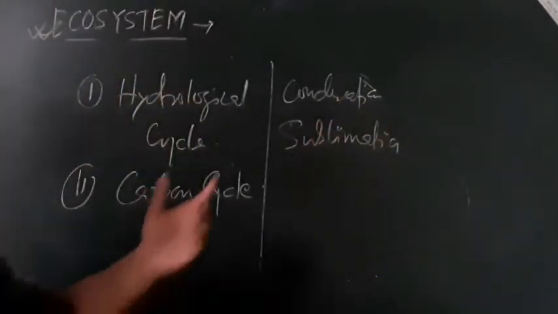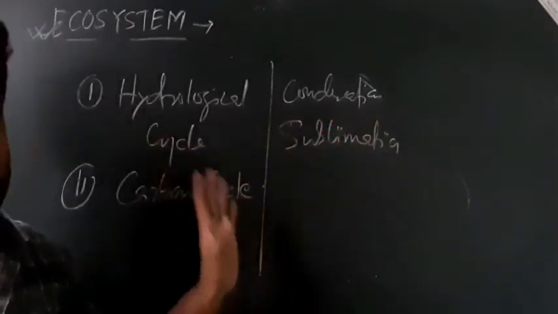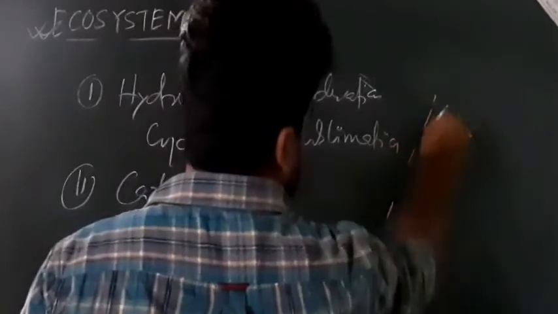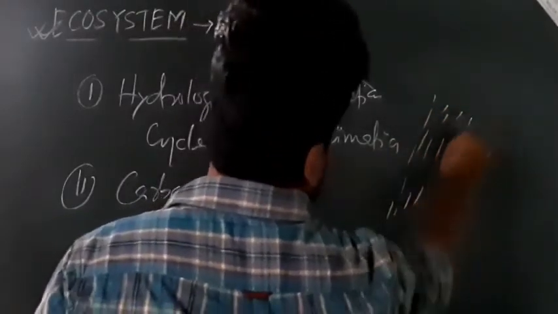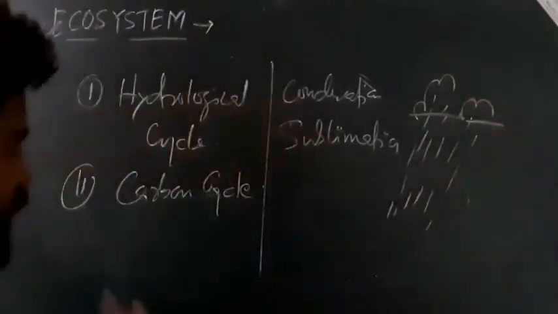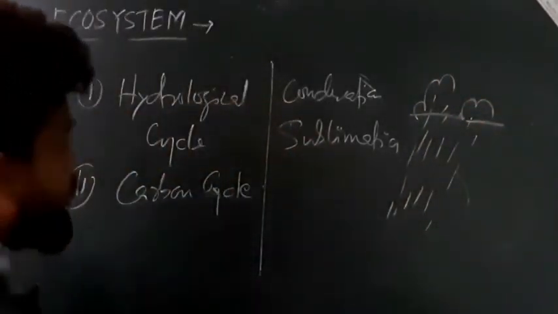Don't confuse it. Condensation means when the vapor particles are converted to water particles, okay? Vapor particles are converted to water particles before raining. So these are raining actually. This is the cloud and these are raining, right? Again sublimation. What is that sublimation?